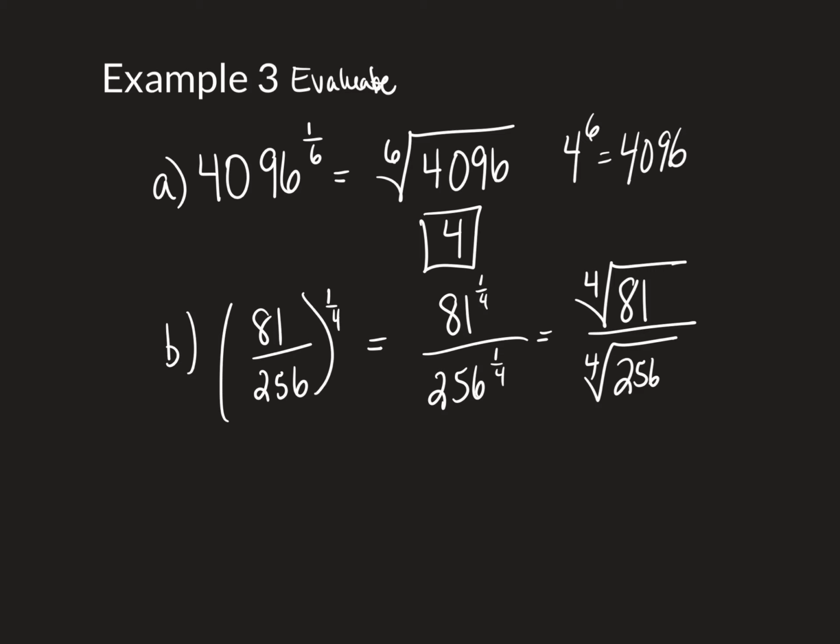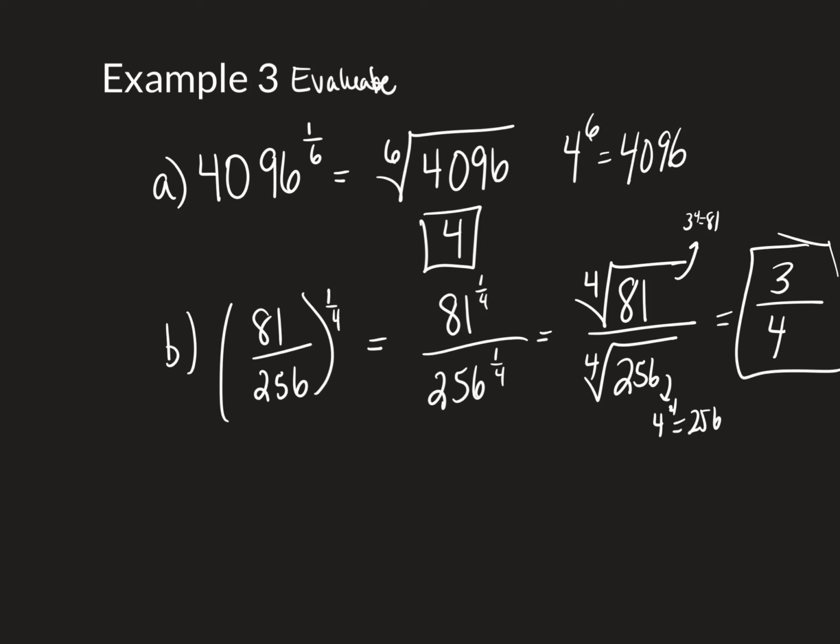And then let's look at the column that has 4 as the exponent. And I do see 81. I'll write it here. 3 to the 4th power is 81. So the fourth root of 81 is 3. Then I see 256. It says 4 to the 4th power equals 256. So that means the fourth root of 256 is 4.